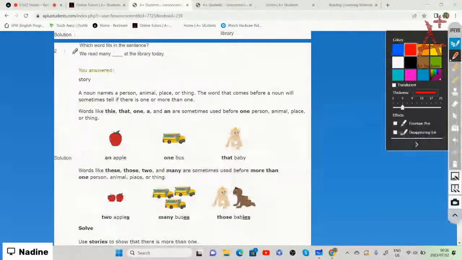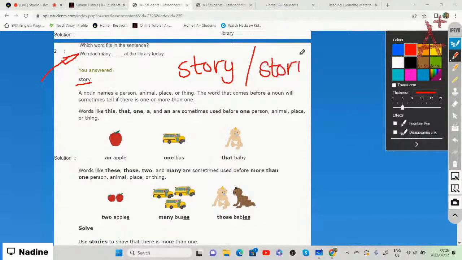All right, the next one. We read many story at the library today. Story. Or we read many stories at the library today. Story refers to basically one story that was read to you, or stories refers to more than one story that is being read.